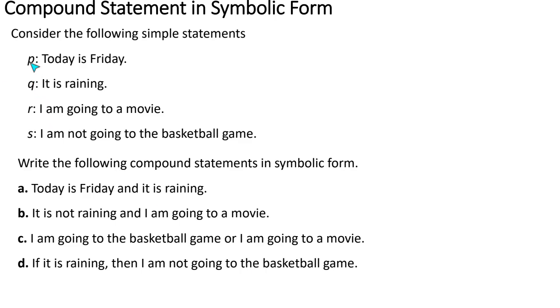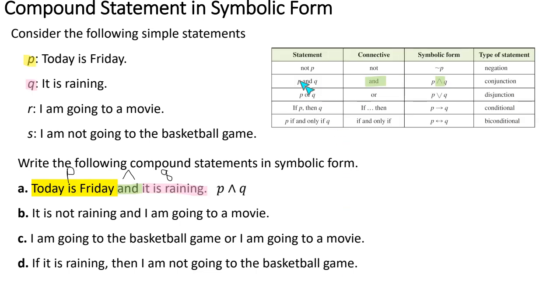Here P is going to be today is Friday. Q is going to be it is raining. R is I am going to a movie. And then S, I am not going to the basketball game. So the question is, write the following compound statements in symbolic form. To do that, I'm going to bring up the table on the right side, that way we can refer back to it.